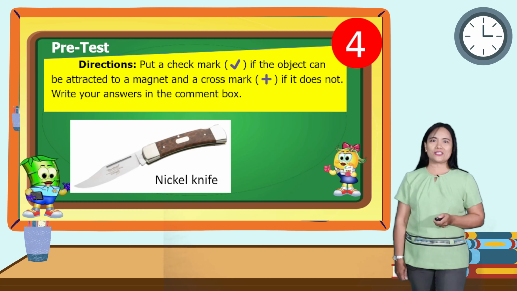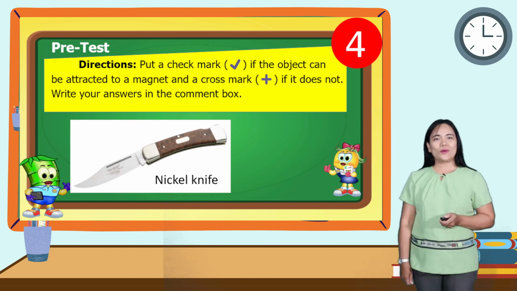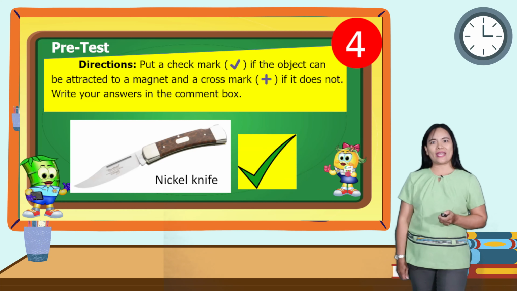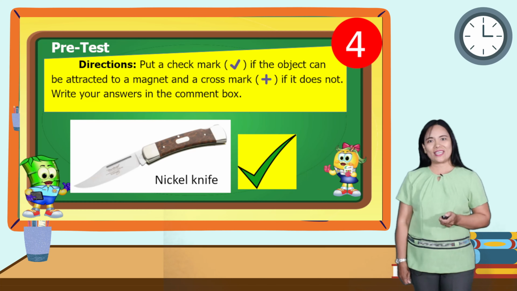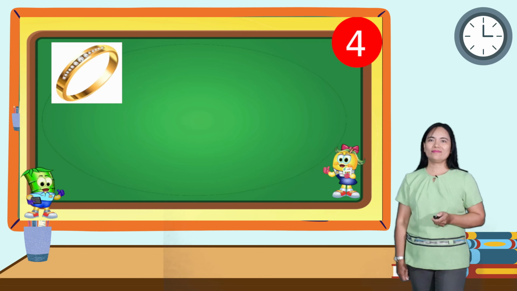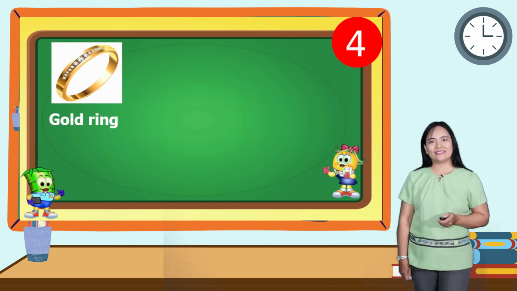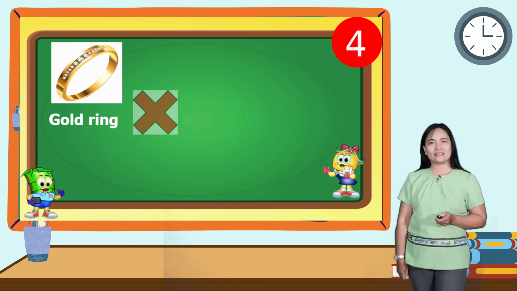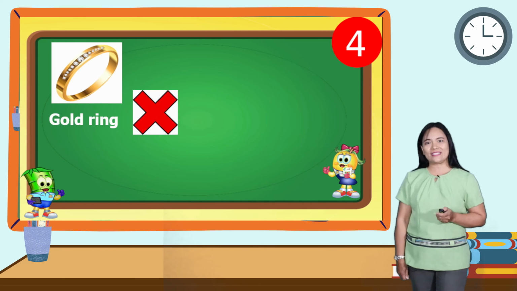The first picture is a nickel knife. What's your answer? Is it a check mark or a cross mark? Let us see. Okay, the correct answer is a check mark. Very good. What about number 2? It's a gold ring. Can it be attracted to a magnet or not? Let us see your answer is correct. The correct answer is a cross mark.